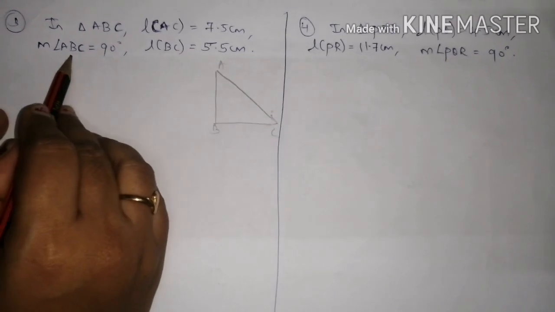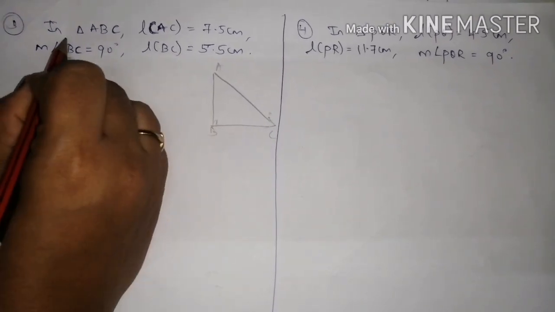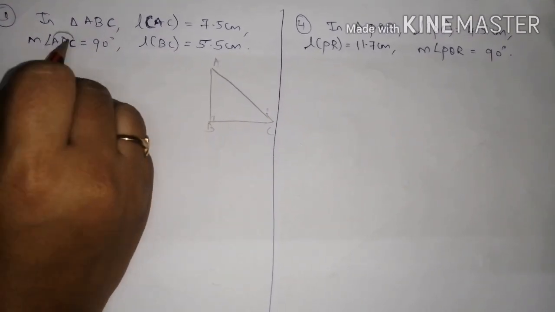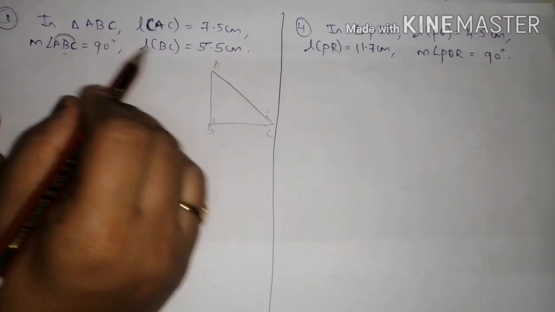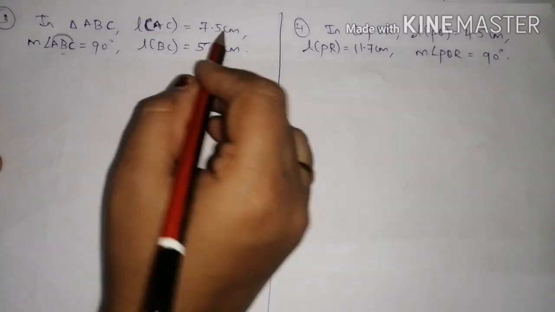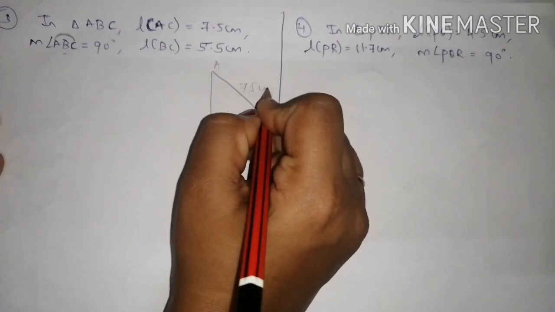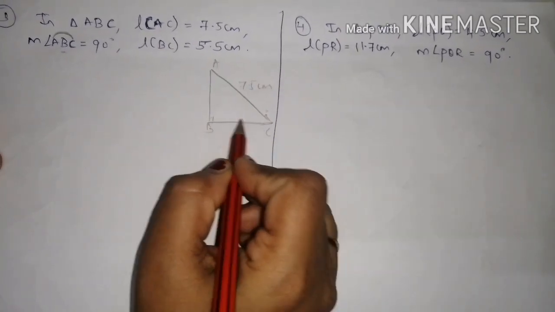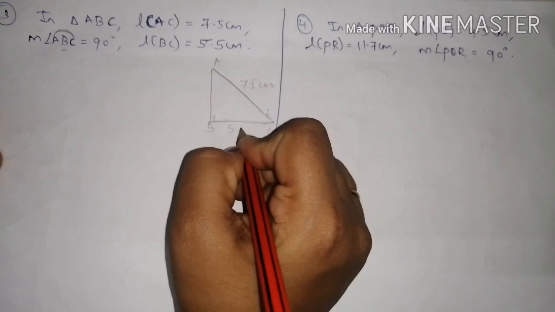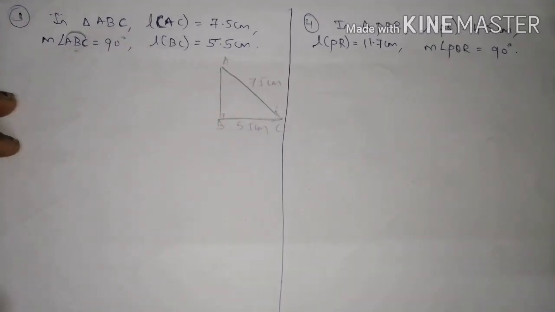Angle B is 90 degree. So definitely these two vertices will be hypotenuse. So AC side is hypotenuse. So AC is how much? 7.5 centimeter, and BC will be the base. So BC is down only base, 5.5 centimeter. So let us draw it.